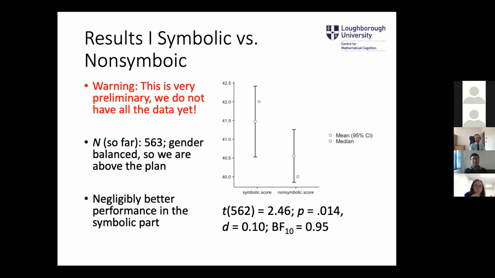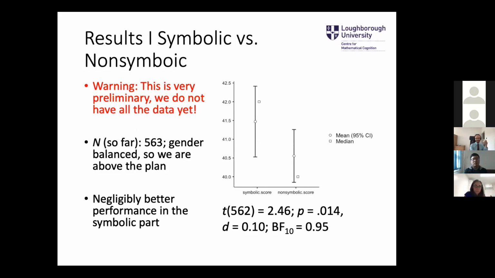So far, we actually managed to exceed the desired sample size. This analysis here is with 563 children, gender balanced. So we are above the plan as regards the sample size. But here is the first surprise compared to the other countries. Here we had actually negligibly better performance in the symbolic part.